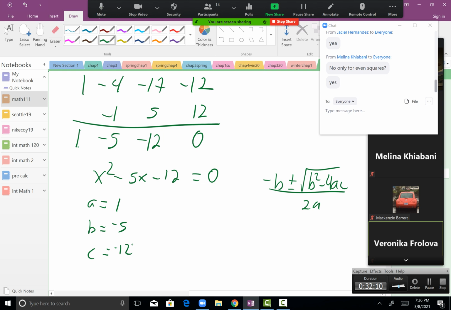All right. So I'm just going to do this one by hand, but you know, the problem is if you use Desmos, you're not going to get exact answers. So that's why we have to kind of use this one by hand. So let's see, I got 4 times 1 times -12 divided by 2.